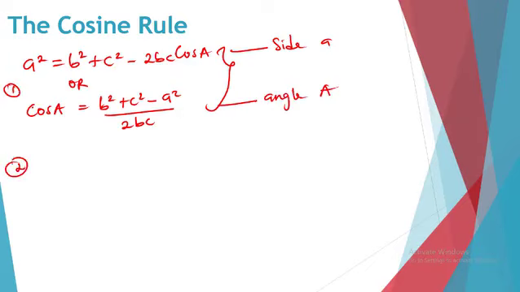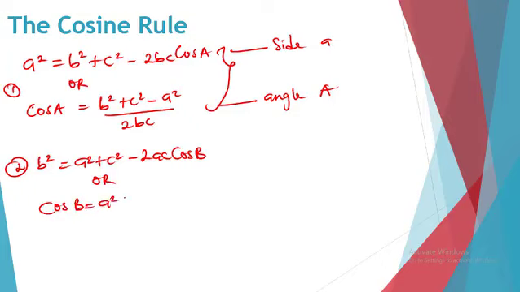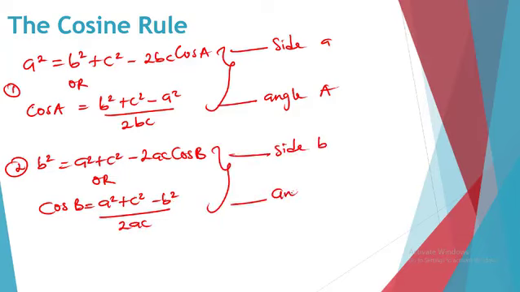Then for number two, we have b squared equals a squared plus c squared minus 2ac cos B, or we have cos B equals a squared plus c squared minus b squared all over 2ac. This is for side b, and this is for angle B.